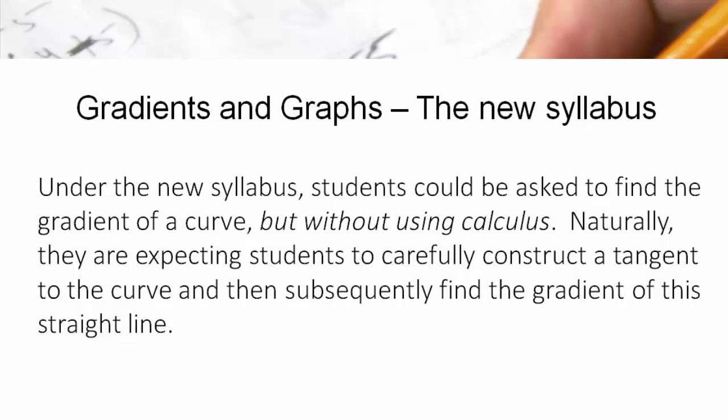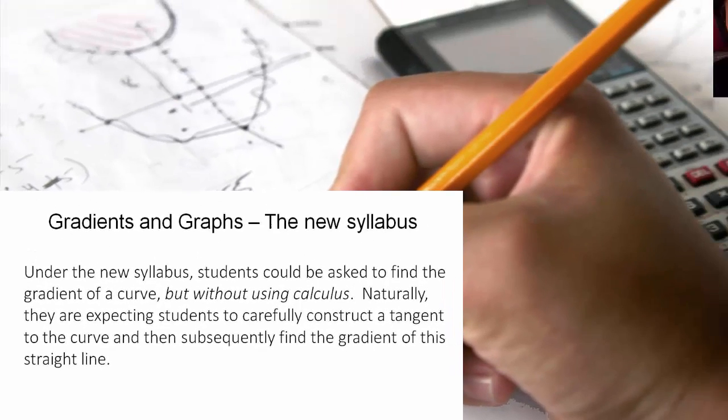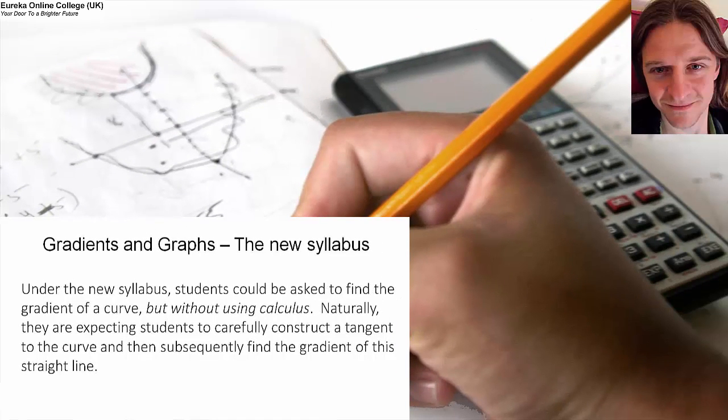Now, if you're asked to find the gradient of a curve without using calculus, you're going to have to use a carefully constructed tangent. That's the only way, really, that you can find a tangent to a curve without using calculus methods. It is the original calculus, if you like, finding the tangent to the curve. And so here's a little picture of that happening.